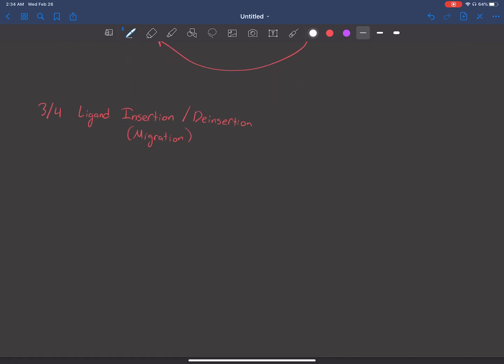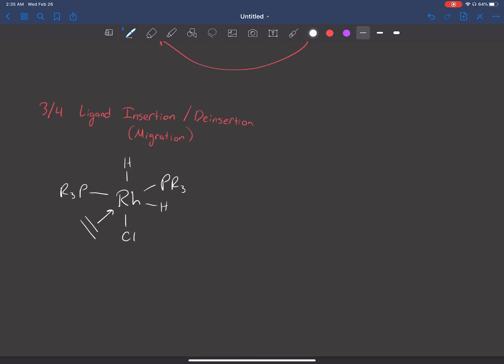So let's draw our metal. RH, PR3, put some H's here, a chlorine, and what I'm going to do is put a double bond. So I'm using a wide variety of ligands here. Again, I just want to expose you guys to as many of these as possible. So we have a bunch of them here. And the oxidation state, I'm going to write it here. If you want to pause the video and calculate it just for practice, feel free to do so. It's going to be +3.